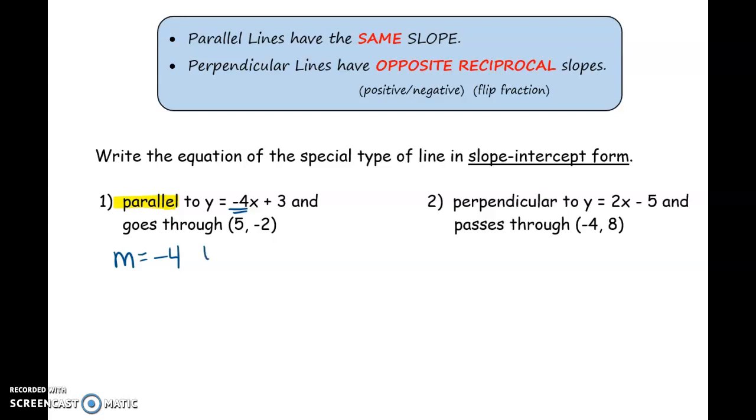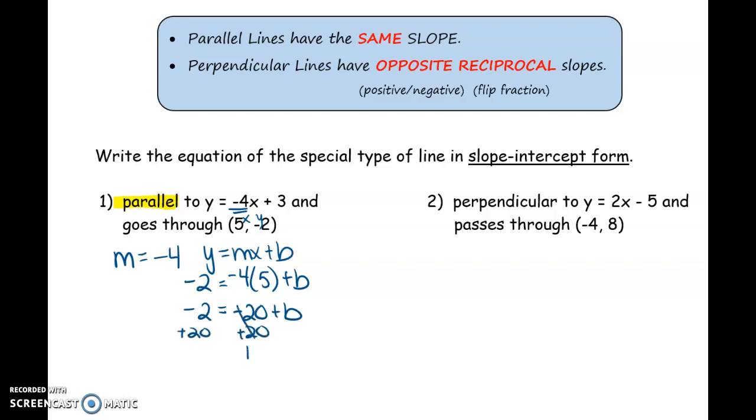Right? Then when I go to my slope-intercept form, my slope, or my m, is -4. We know this ordered pair gives our x and our y. So 5 goes in for x, -2 goes in for y. And now I'm just going to solve for b like we have all last week, all the rest of this unit. So we get -20 plus b. Add 20 to both sides. b is 18. So my equation is y equals -4x plus 18.